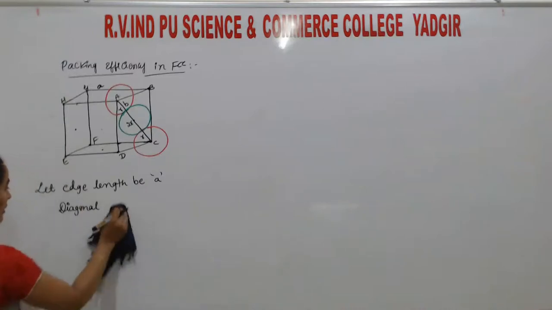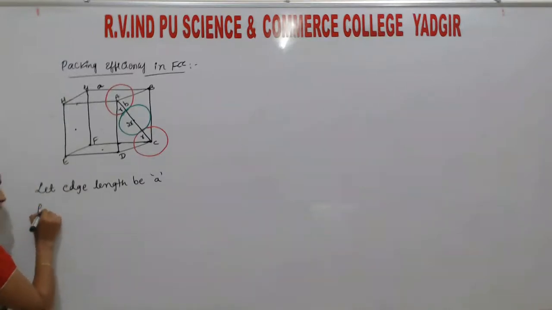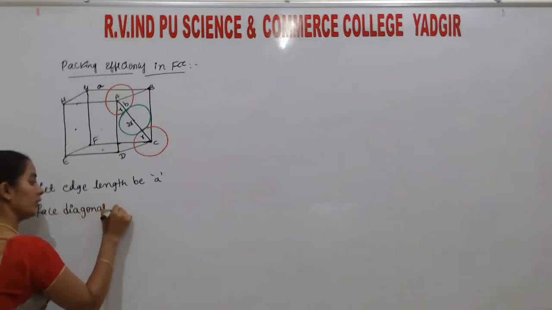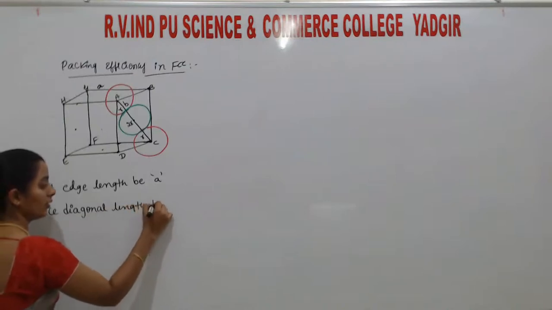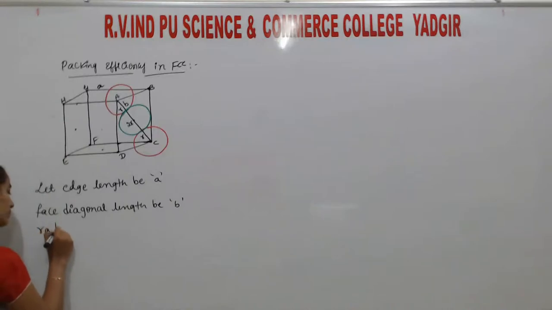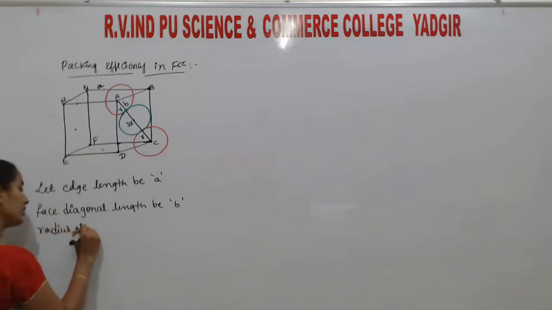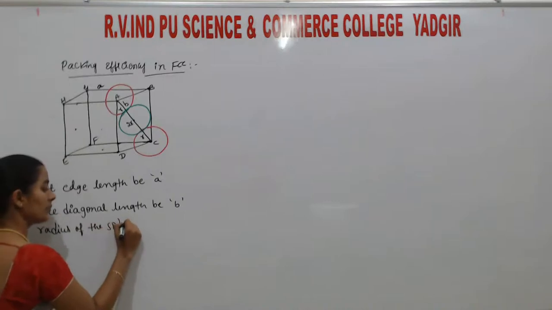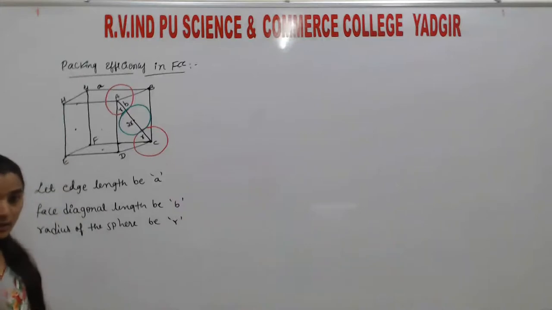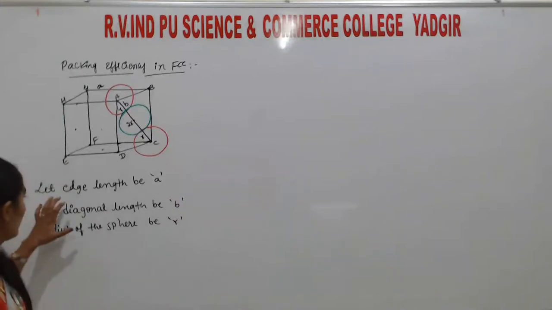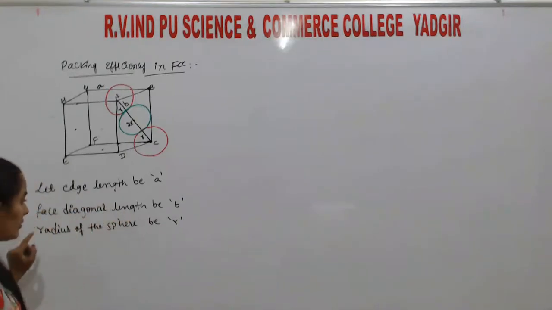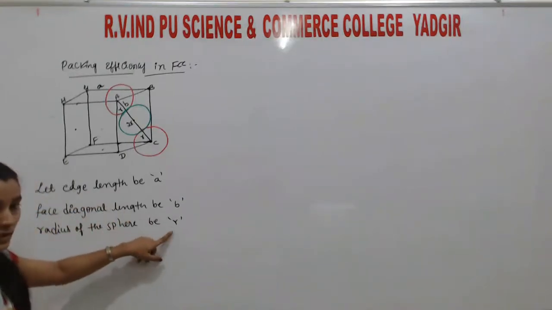Especially you take face diagonal. Face diagonal length B. Next, radius of the sphere be small. This is the data: let edge length be A, face diagonal length B, and the radius of the sphere is R.